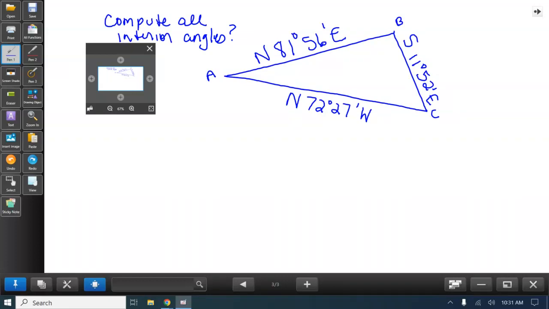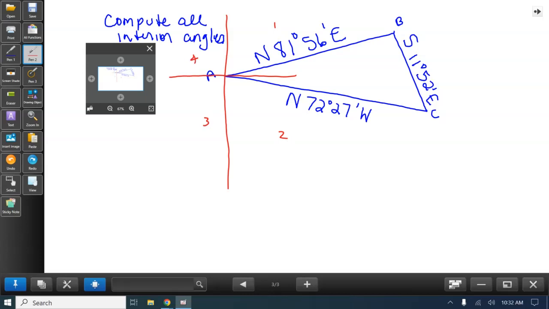Compute all interior angles. So I want angle A, angle B, and angle C. I'm going to start with A, and I'm going to do my north, south, east, west.